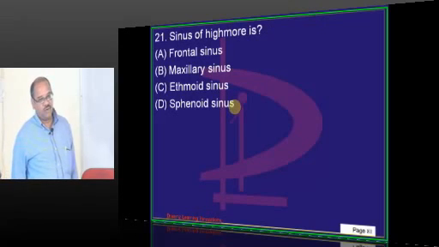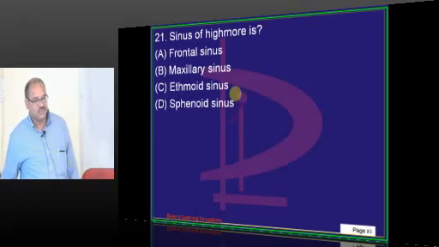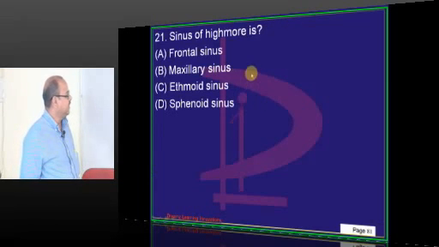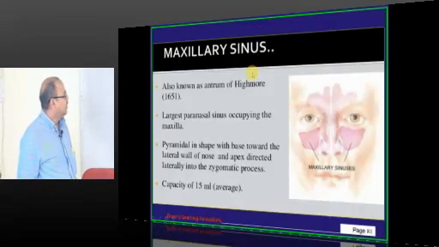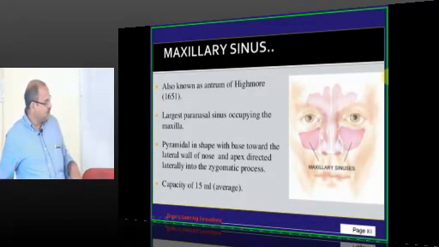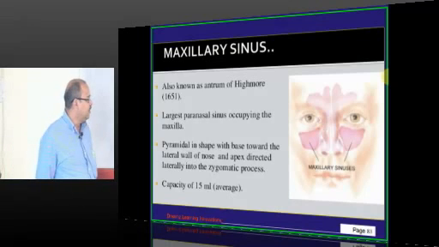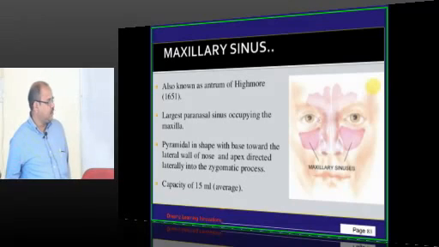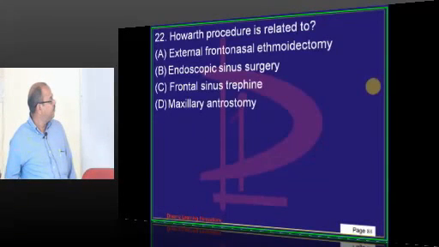Sinus of Highmore, so this should be easy. Sinus of Highmore, maxillary, also known as antrum of Highmore, largest paranasal sinus, almost with a capacity of 15 ml, and it is pyramidal in shape. Apex directed to the zygomatic process.